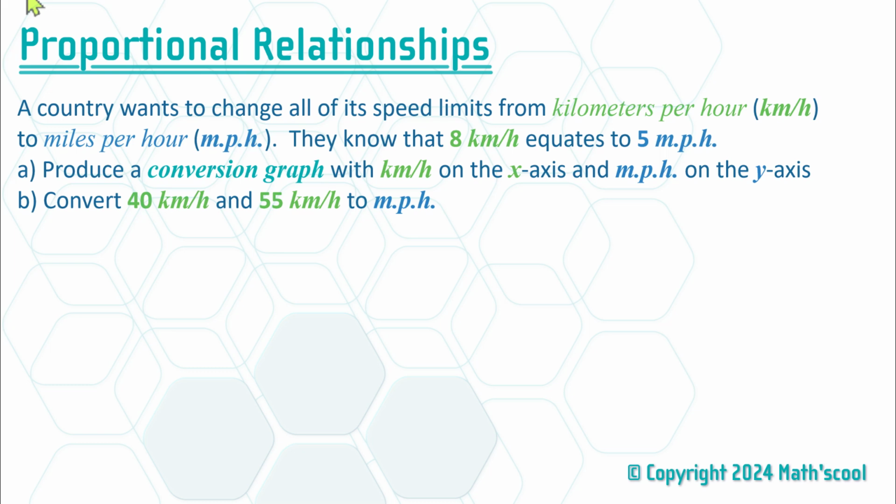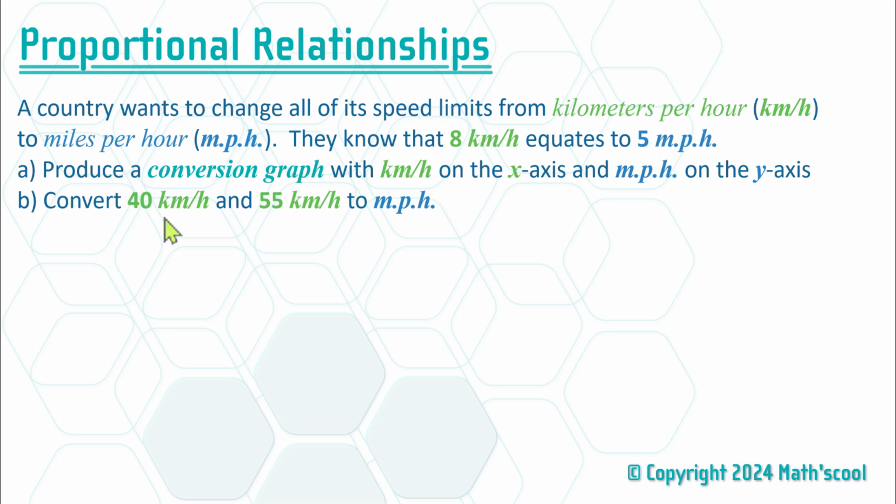Okay, so starting off with proportional relationships. We've got an example. A country wants to change all its speed limits from kilometers an hour to miles per hour. Well, that seems kind of backwards. We should be moving towards SI units, which would be meters per second or kilometers per hour. They know that 8 kilometers per hour equates to 5 miles per hour. Produce a conversion graph with kilometers per hour on the x-axis and miles per hour on the y-axis.